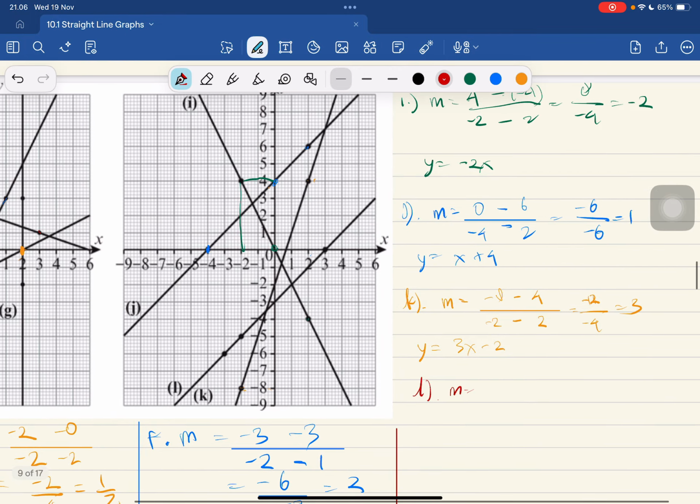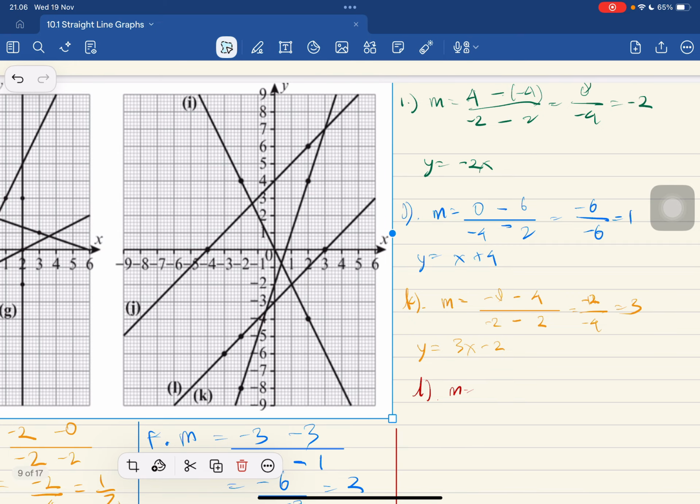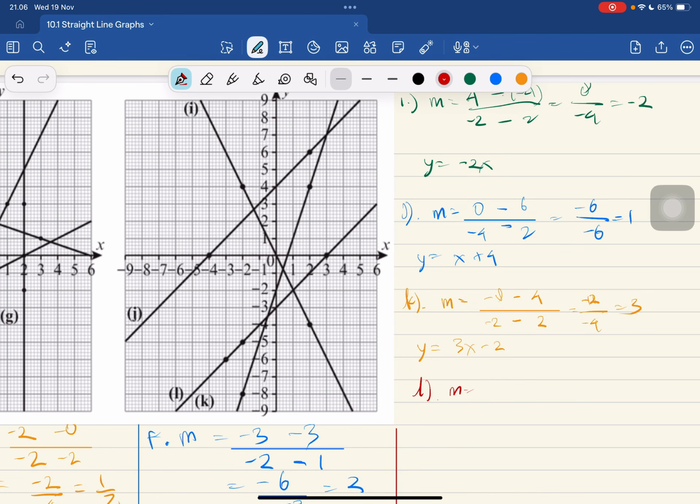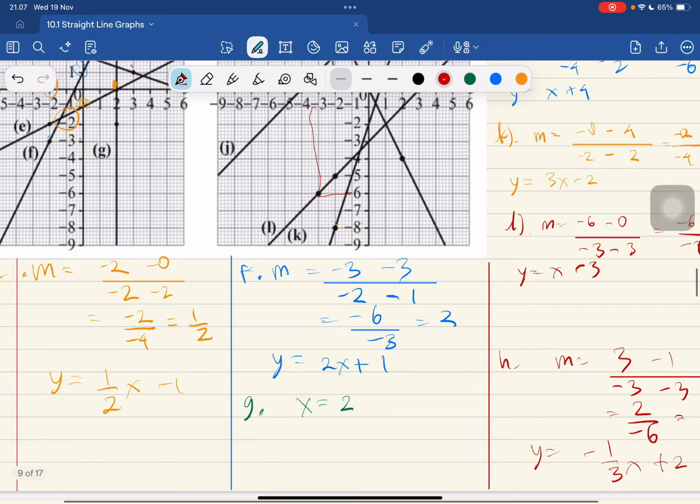Next, last question, L. Find the gradient for the L. Here we will use when y equal to minus 6 and x equal to minus 3. So minus 6 divided by minus 3. Another point we can use here, when y equal to 0 and x equal to 3. So this is minus 6 divided by minus 6 equal to 1. So the gradient is 1. The y-intercept is minus 3. Okay, there we go.